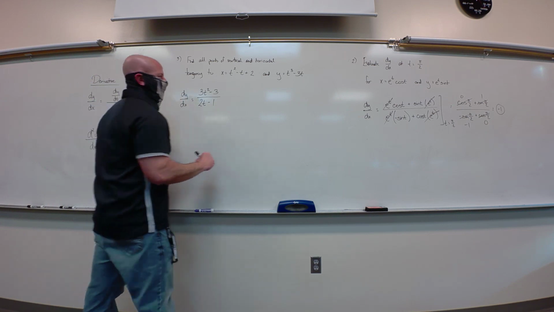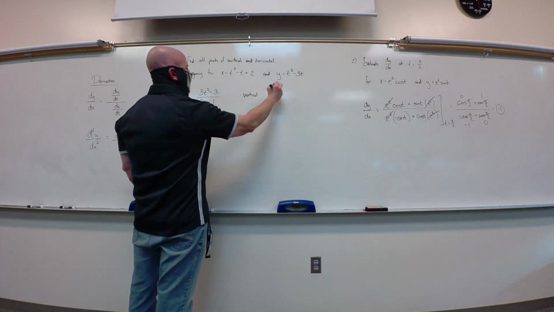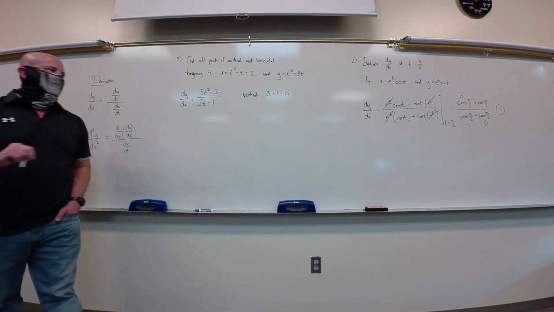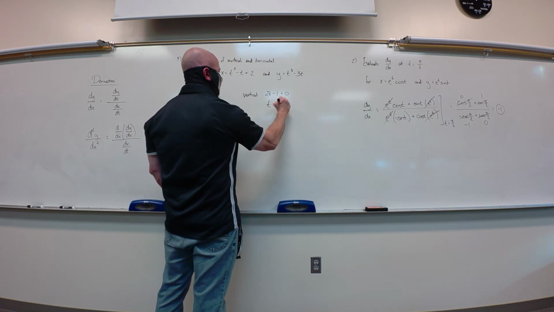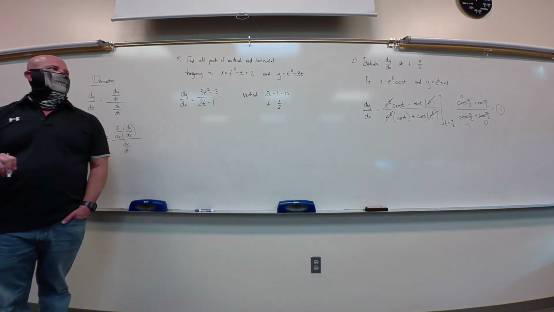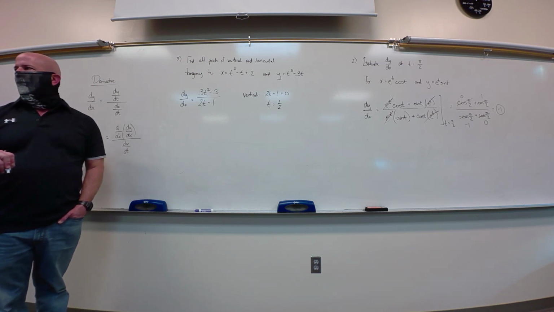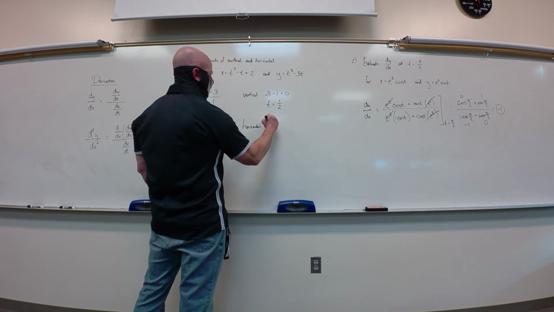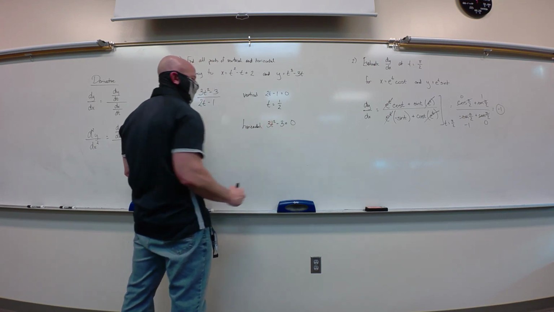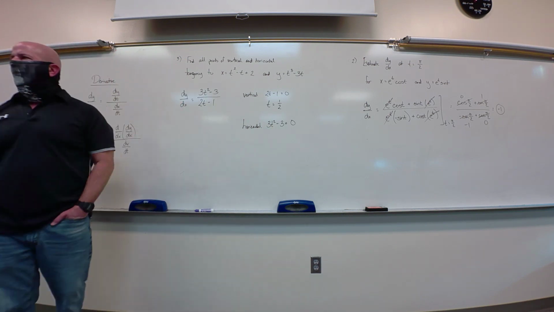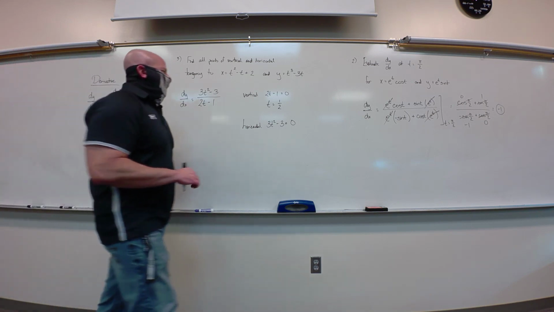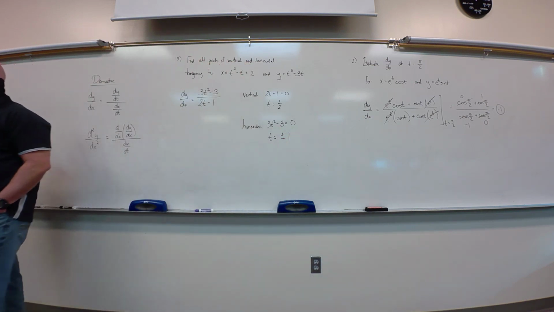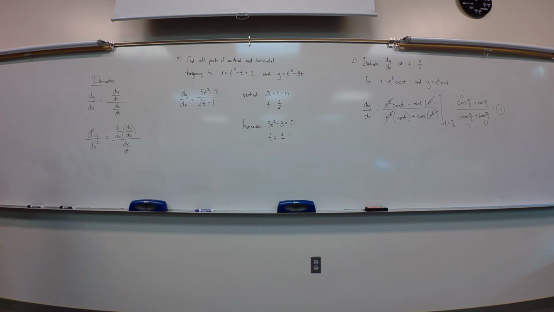Now, where is it vertical? Where 2t minus 1 is 0, because that would make that fraction undefined if the bottom was 0. So this would happen when t equals 1/2. Everybody okay with that? Horizontal. This will be where 3t squared minus 3 is 0, where the numerator is 0. So if the numerator was 0, the derivative would equal 0. And this would be at t equals plus or minus 1. Add your 3 over, divide by 3, square root, you get plus or minus 1. Everybody okay there?